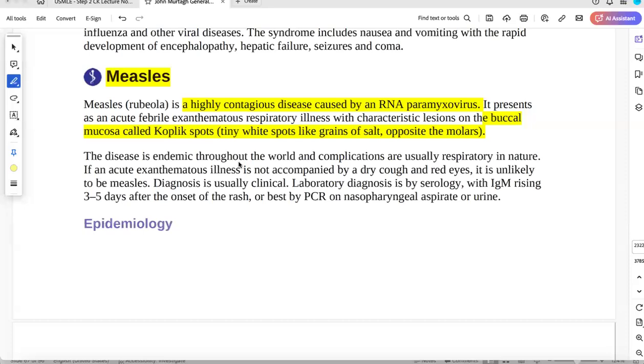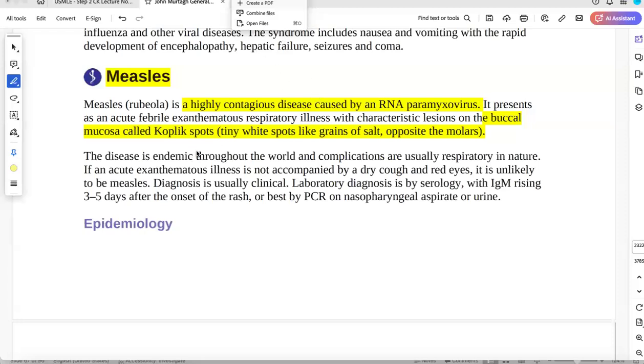Moving on to measles. Measles is a highly contagious disease. It is caused by an RNA paramyxovirus. And again, it is spread exactly the same way, by respiratory droplet. Measles can also give you a specific spot in the oral mucosa, which is called Koplik spot.